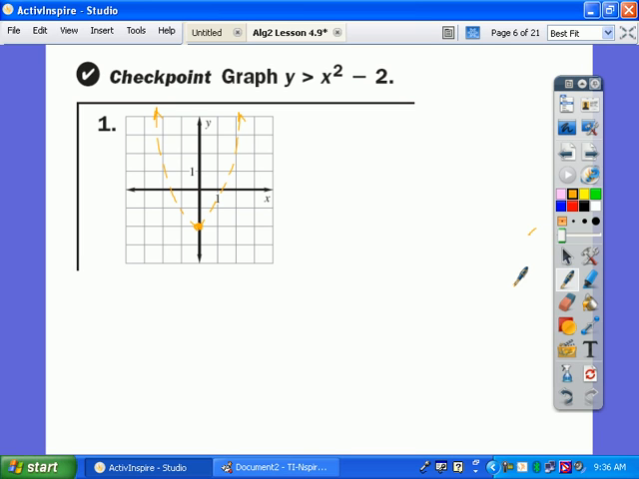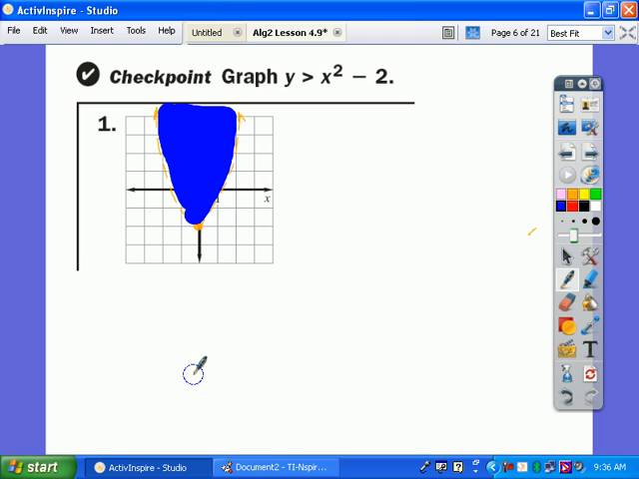As you get more examples under your belt, you'll be able to do this more easily. But I'll just pick a test point, (0, 0). 0 is greater than negative 2. That's true. So that tells me that I should shade inside the parabola. Okay. And there we are. So again, every point inside there represents a solution to the system of inequalities.